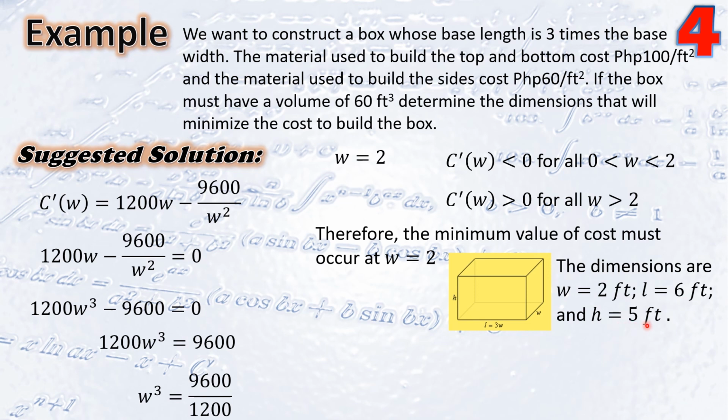From H is equal to 20 over W squared from the previous slide. That is 20 over 4, 5 feet. If we are asked what is the minimum cost, we can get that by substituting W is equal to 2 in the equation for C. Then we have C is equal to 600 times 2 squared plus 480 times 2 times 5. And C, or the minimum cost, is 7,200 pesos.